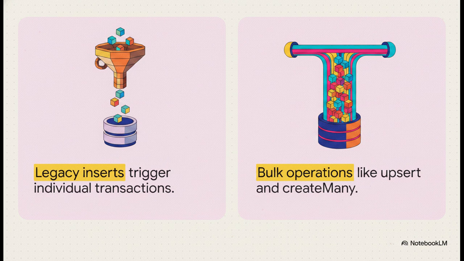So let's look at the data layer. The legacy approach relies on row-by-row inserts. Those fire off individual transactions, trigger model events, and run validations for every single record. It's incredibly inefficient. The modern architectural approach, though, uses bulk ingestion. By relying on idempotent operations, meaning you can run them repeatedly without changing the end result beyond that initial application, like an upsert or create many, you can safely batch these inserts without throwing any constraint violations.